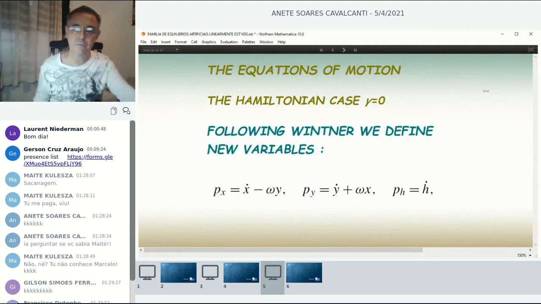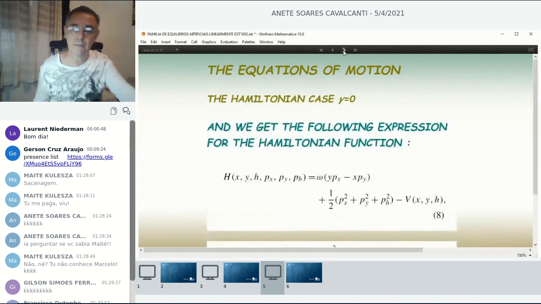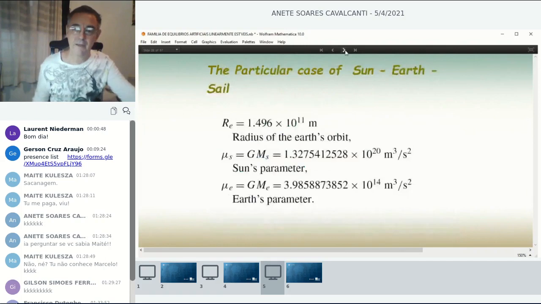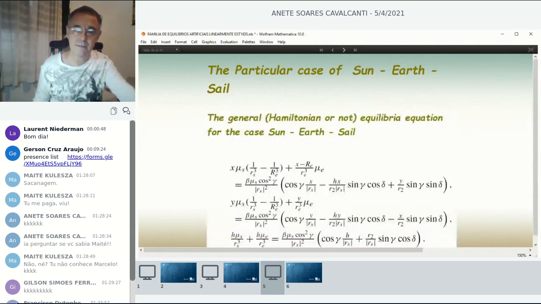We introduce, like Wintner did many years ago, new variables. So we are able to write the Hamiltonian for the expression. And the Hamiltonian has many interesting properties. We are not going to deal with the properties of this Hamiltonian system here, but the equations of motion become very nice in terms of the Hamiltonian function. And here we introduce the particular case of the sun, our sun, Earth, and the sail with the parameters corresponding to the real solar system.